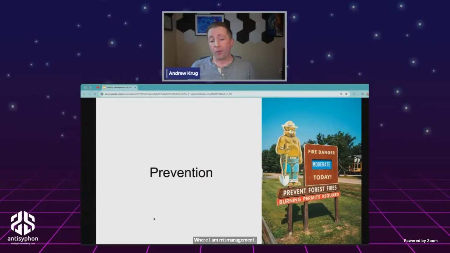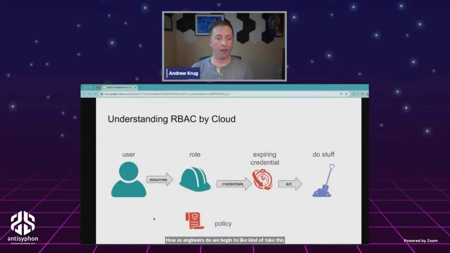So let's talk about prevention, right? We have a good sense of the set of issues here. How, as engineers, do we begin to take this apart a little bit and put some best practices in play? The first is to understand a little bit more about role-based access control. On this slide, what you're seeing is a best practices role-based access control flow to go and do stuff in a cloud provider environment.